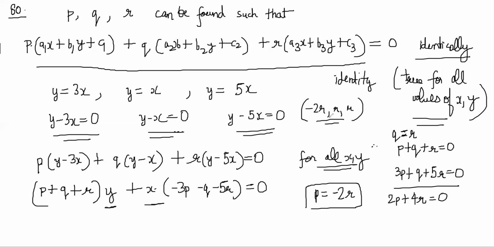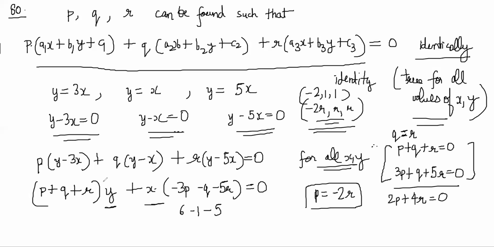Now any such value like this will fit. For example, r can be 1. You can test it out: say p is minus 2, it will fit. Minus 2 plus 1 plus 1 is 0, and this one will become 6 minus 1 minus 5, which is also 0. You can find infinite values of r for which this will be true. You understand?